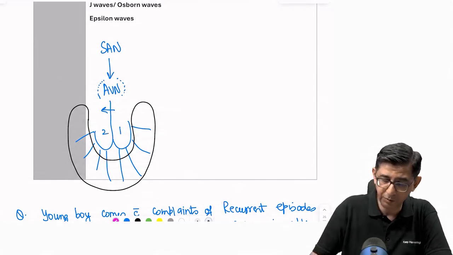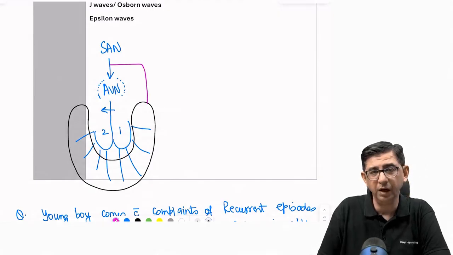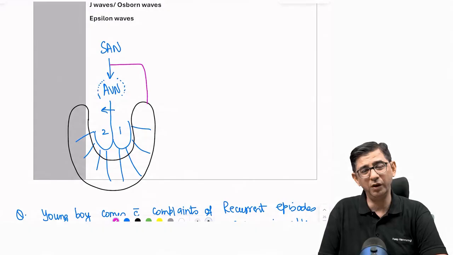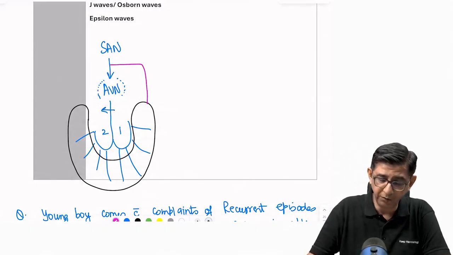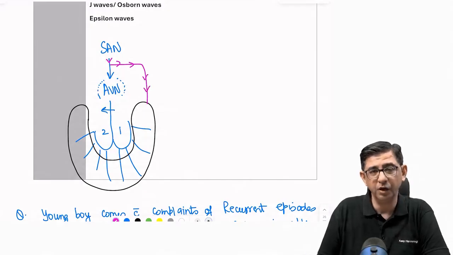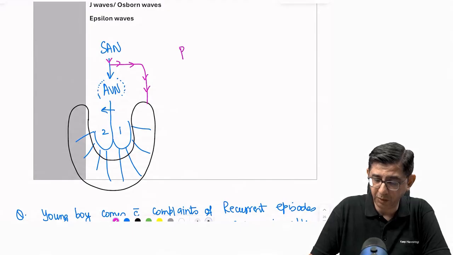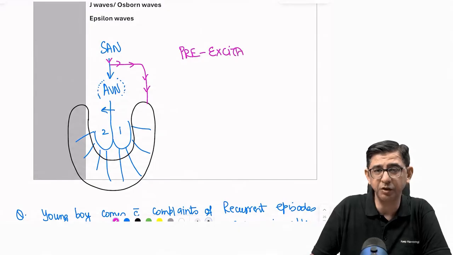Now the condition that I'm showing here would have an accessory pathway in the heart. This accessory pathway will be short-circuiting the AV node, because conduction through the AV node is very slow. So the current will bypass the AV node and go very fast into the ventricles. So the condition that I'm describing at the moment is Wolff-Parkinson-White, which is also called pre-excitation syndrome.